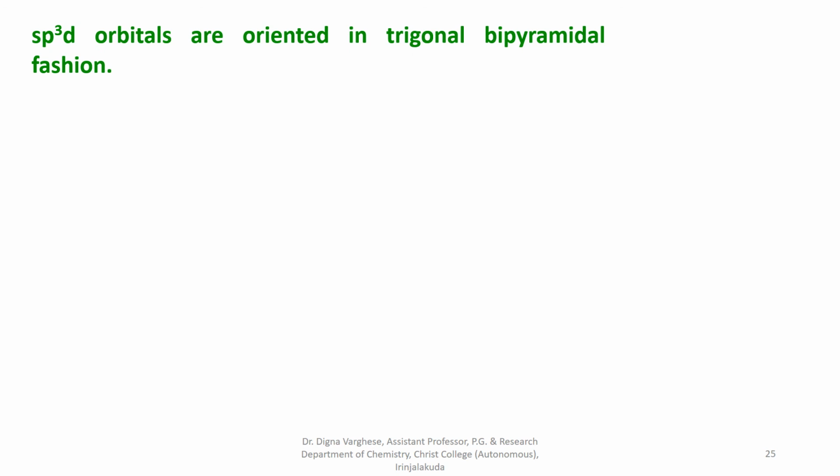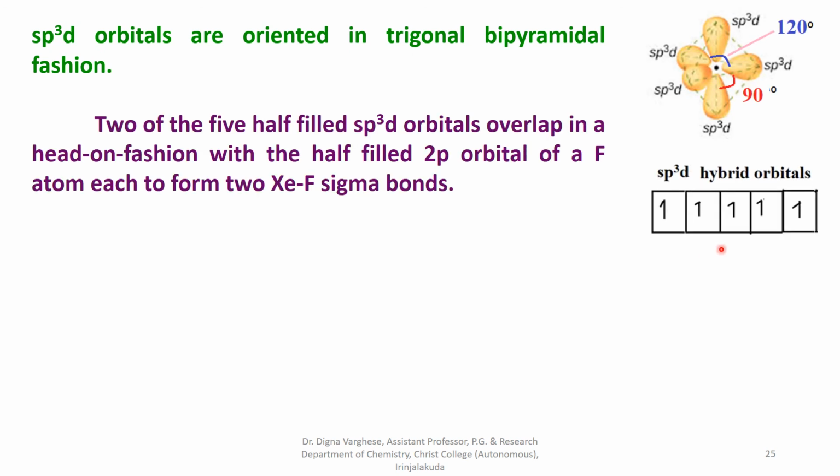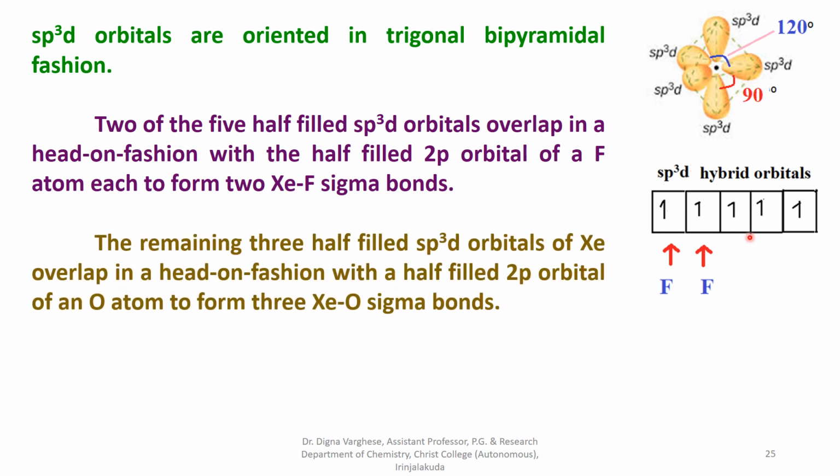sp3d orbitals are oriented in a trigonal bipyramidal fashion. The two of the 5 sp3d orbitals overlap in a head-on fashion with the 2p orbital of fluorine atoms, forming Xe-F sigma bonds. And the remaining 3 half-filled sp3d orbitals of xenon overlap in a head-on fashion with the 2p orbital of the 3 oxygen atoms, forming 3 Xe-O sigma bonds.